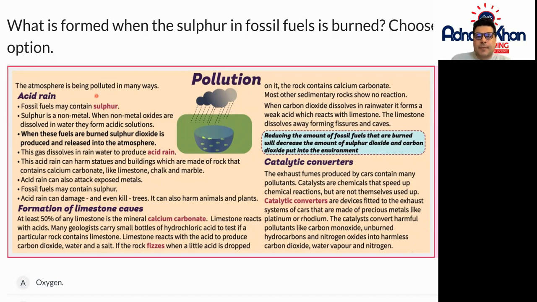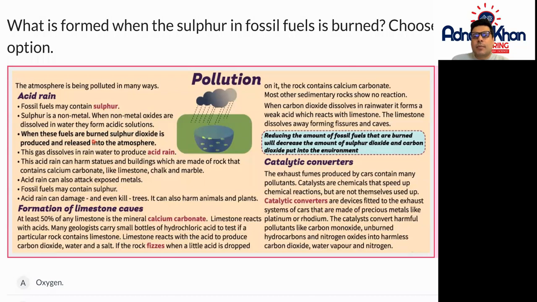So the atmosphere is being polluted in many ways. Number one, there's acid rain. First of all, fossil fuels may contain sulfur. Fossil fuels are fuels such as coal, oil, and gas that we actually burn to make energy. Sulfur is a non-metal. When non-metal oxides are dissolved in water, they form acidic solutions.